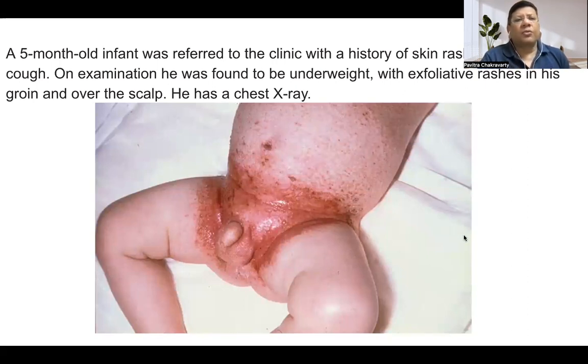A 5-month-old infant was referred to the clinic with a history of skin rash and persistent cough. On examination, he was found to be underweight with exfoliative rashes in his groin and over the scalp. He had a chest X-ray.